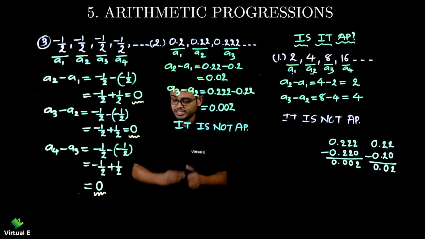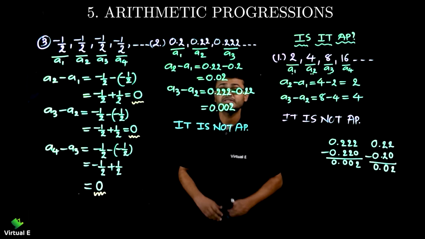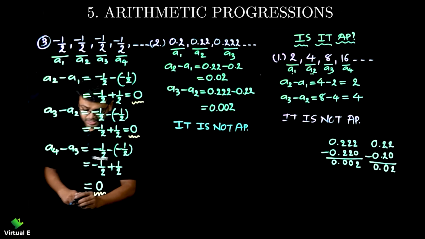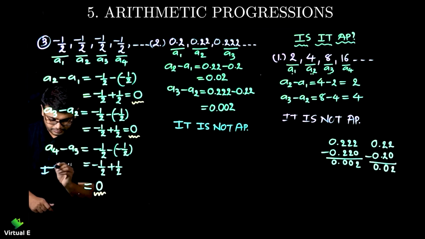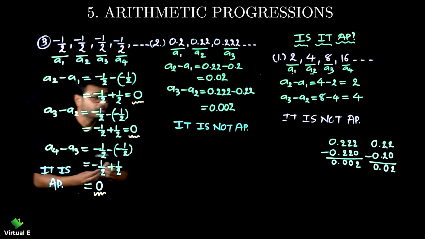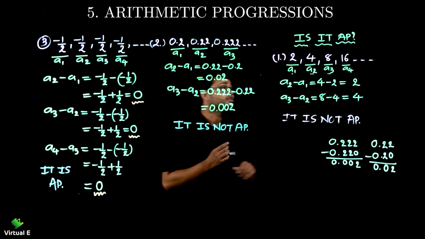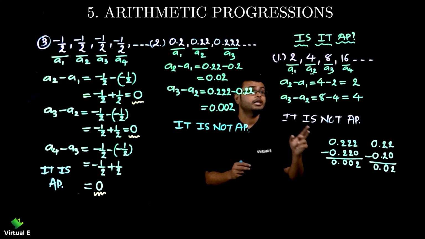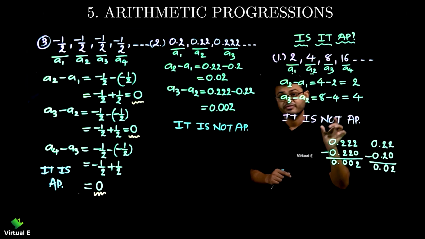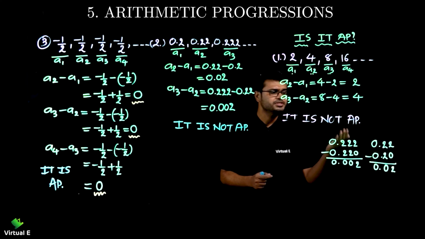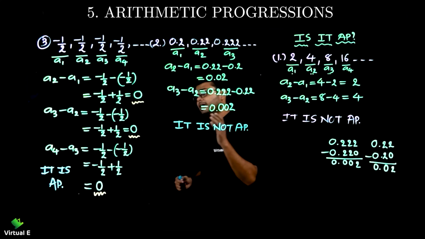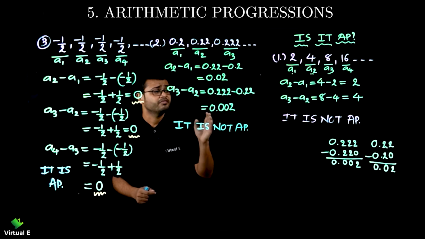So this is AP. Remember, this is the case that it is AP. So let's write it is AP. Simple. Let's see one more time. You need to find a common difference and check, are we getting the same difference? If we are not getting the same difference, it is not AP. And as soon as you stop getting the same difference, stop it.